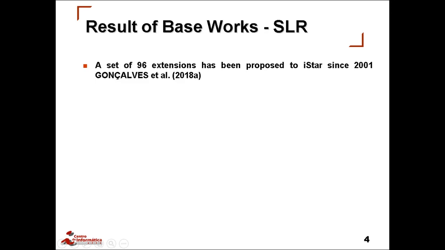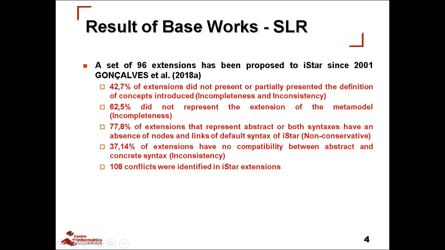As mentioned, we performed a systematic literature review to identify I-star extensions. Thus, we identified 96 extensions from 2001 to 2016. We identified that 42.7% of I-star extensions do not present or only partially present the definition of the concepts introduced, which represents incompleteness and inconsistency of these proposals.